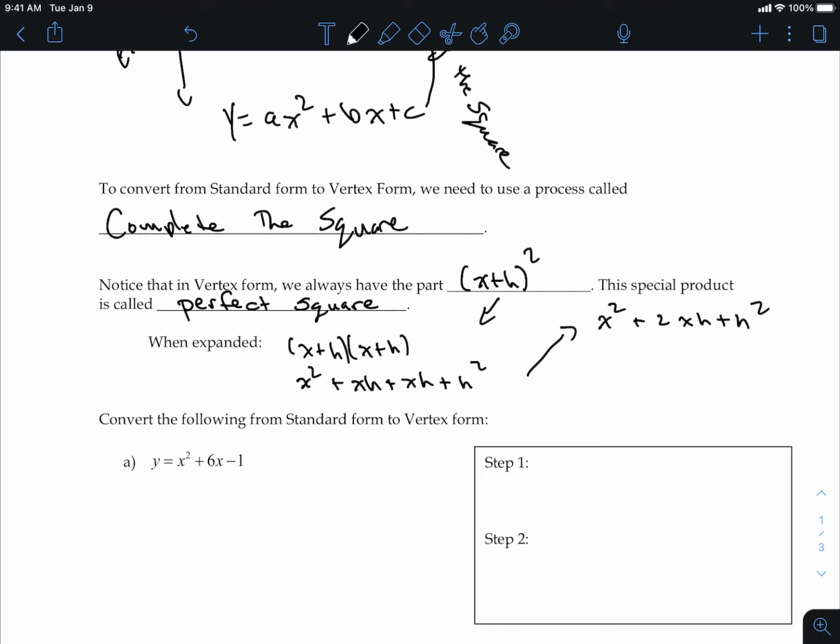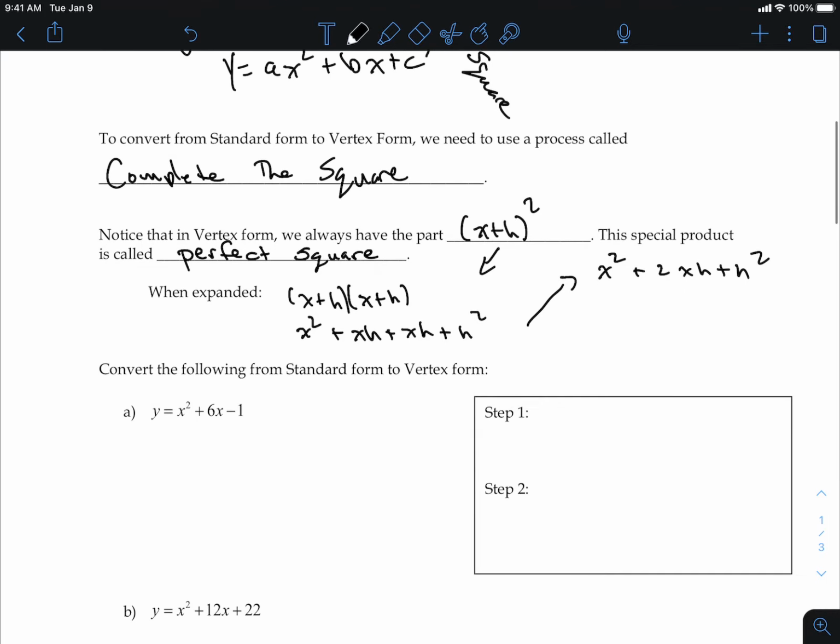So, here comes the fun stuff. Step 1. Let's write the steps. Ensure x squared is all alone. Okay? Which means nothing in front, or no a value.